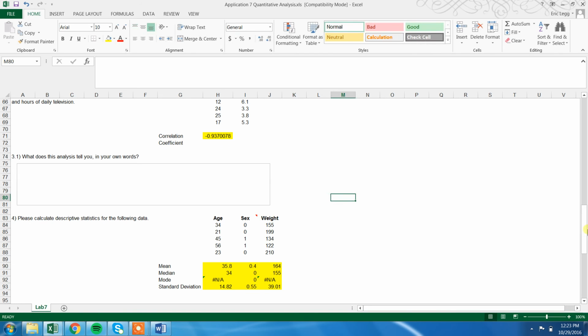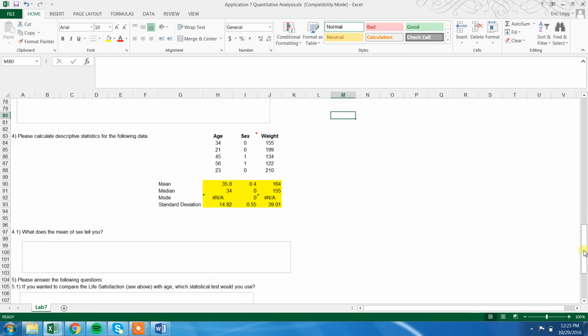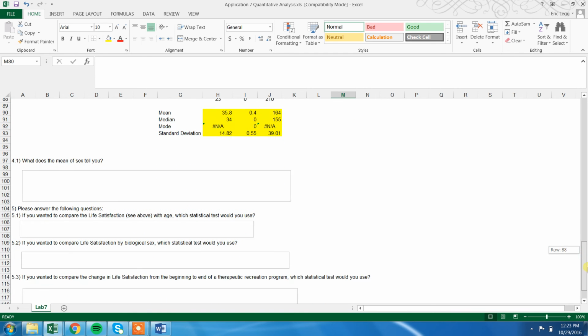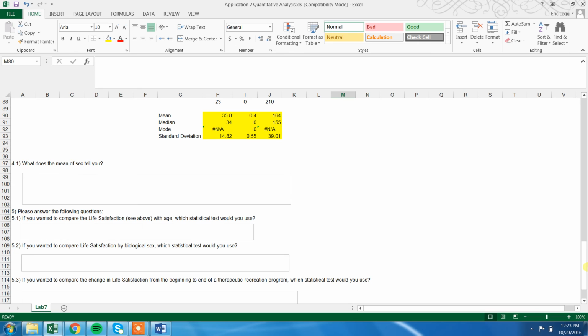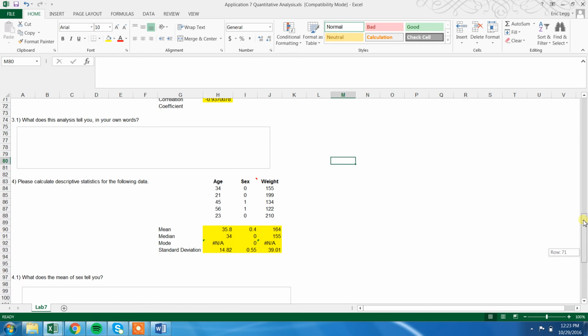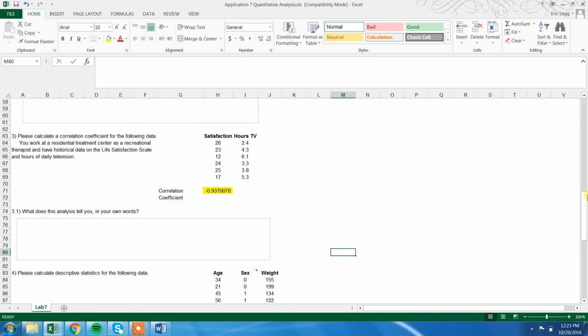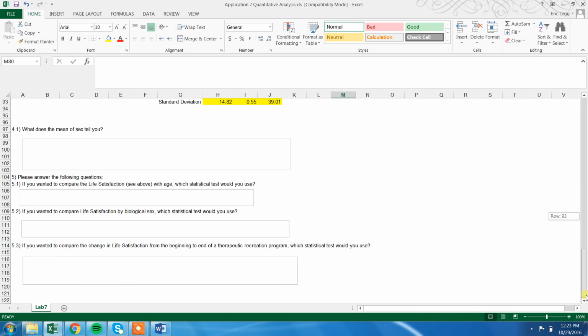Okay. There's our data. Question, what does the mean of sex tell you? Think about that one. Be careful. Think about what mean or average means. Think about the level of data that sex are. Okay. More questions. If you want to compare the life satisfaction up here, there it is, life satisfaction. If you want to compare that with age, what statistical test would you use?